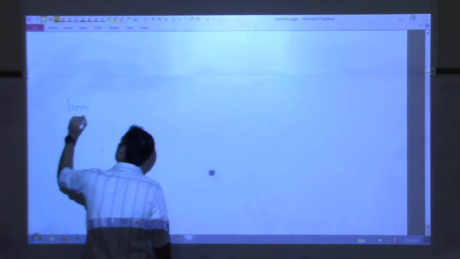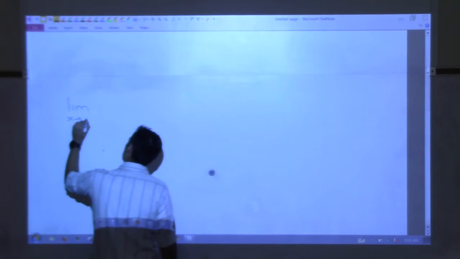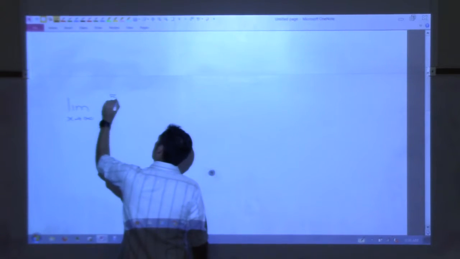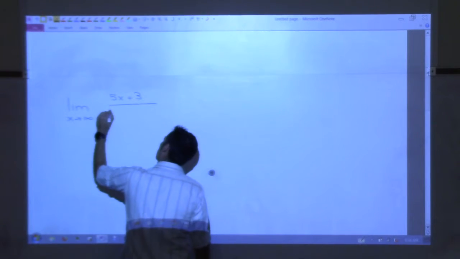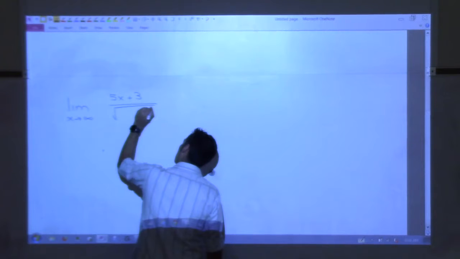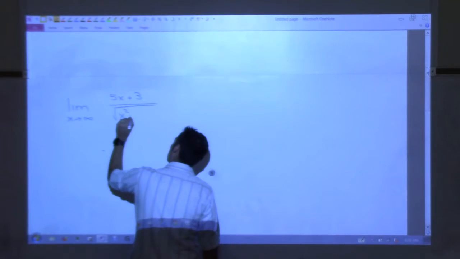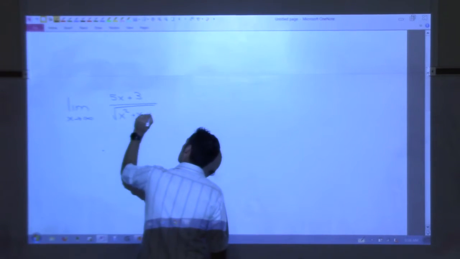Limit as x goes to infinity, 5x plus 3 over square root of x squared plus x plus 1.